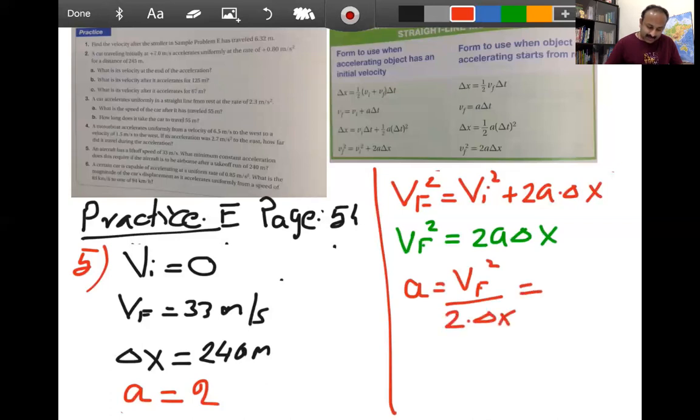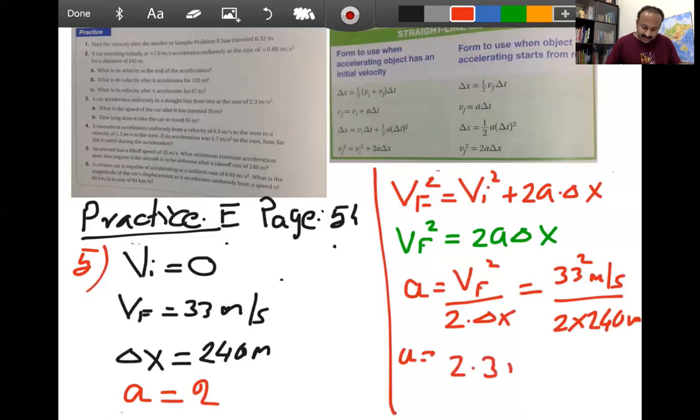So that is equal to, what is your Vf value? 33 meters per second, squared, divided by 2 times delta x. Delta x is how much? 240 meters. So your acceleration is 33 squared divided by 2 times 240. So that is 2.26. Since there are only two significant figures, you can round this to 2.3 meters per second square. So this is the acceleration of the aircraft, 2.3 meters per second square.